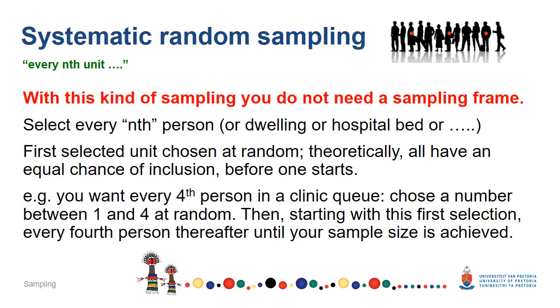Now, with this method, for the first person, you choose a number at random between, say, 1 and 4, and then that will be your starting point. And after that, you take every 4th patient. If you wanted to take every 9th person, then you would start with a random number between 1 and 9, and then after that, choose every 9th patient.